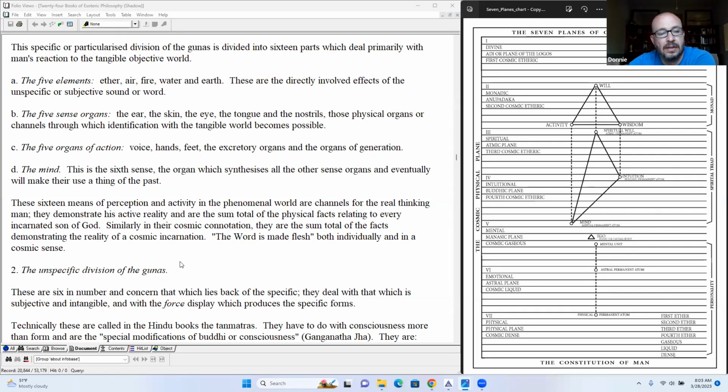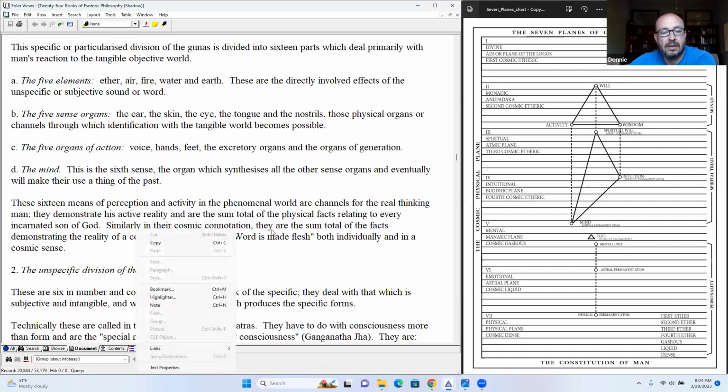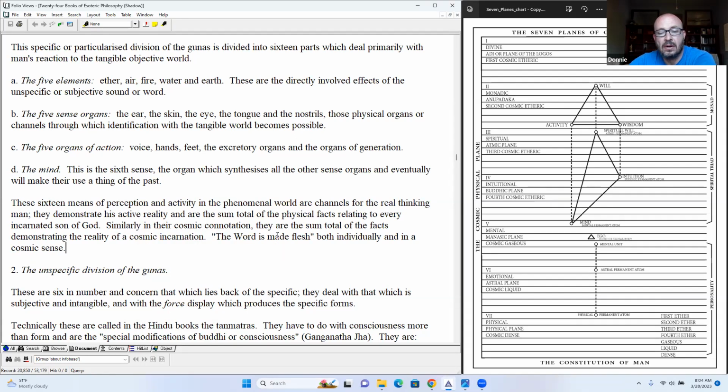It's very interesting. I don't know what to say. These 16 means of perception and the activity in the phenomenal world are channels for the real thinking man. They demonstrate his active reality and are the sum total of the physical facts relating to every incarnated son of God. Similarly, in their cosmic connotation, they are the sum total of the facts demonstrating the reality of a cosmic incarnation. The word is made flesh both individually and in a cosmic sense.